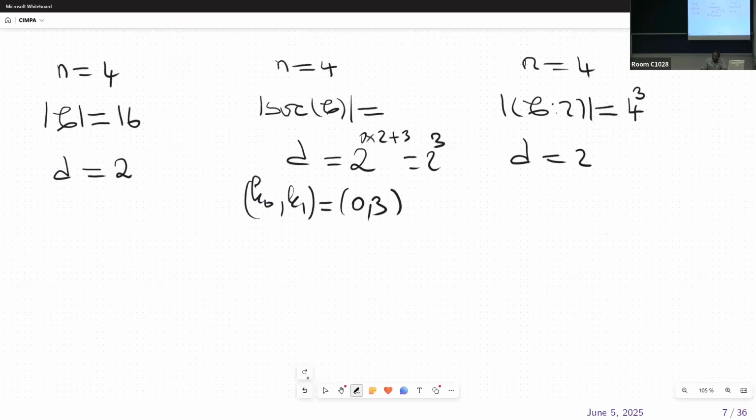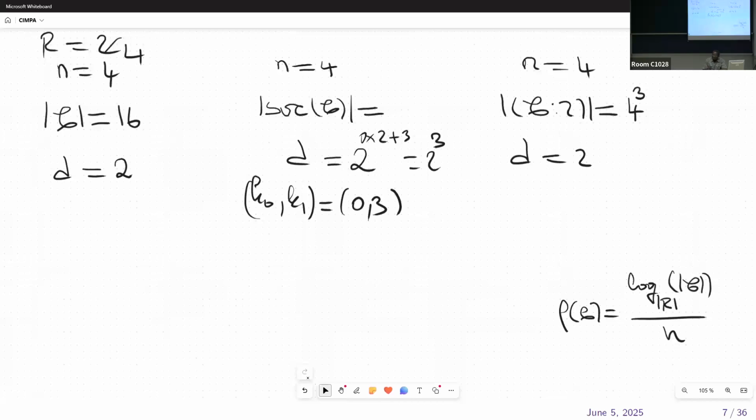Ok, je colle. The data rate of C is log in base A of C over N. Here A is Z4. The cardinality of A is 4. Compute: the log in base 4 of 16 is 2.